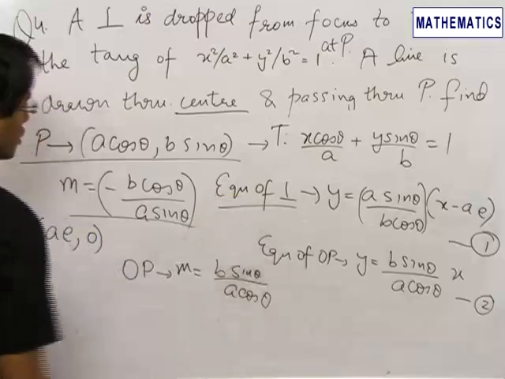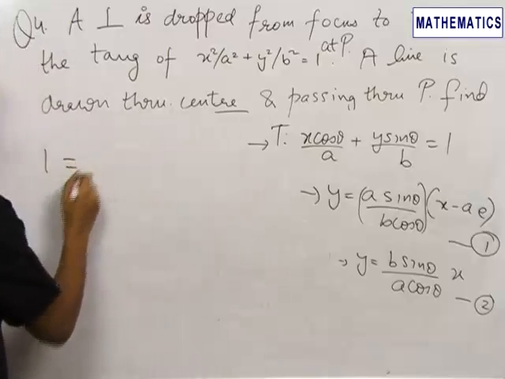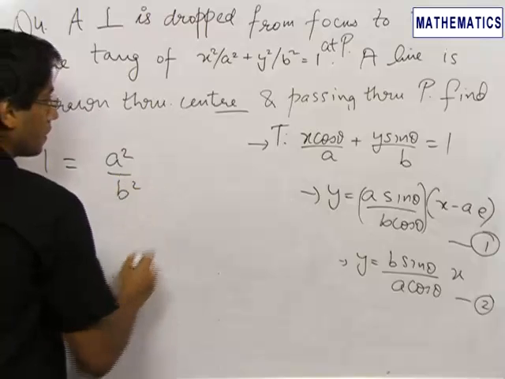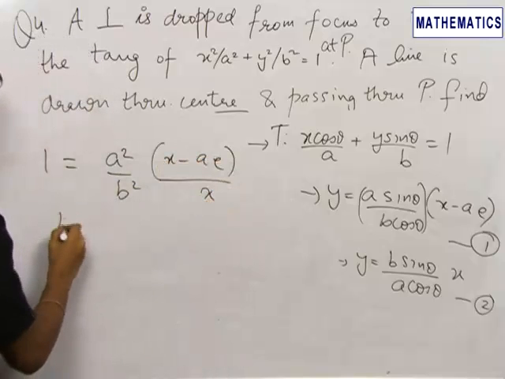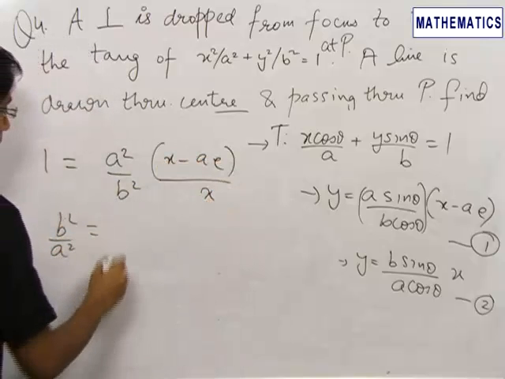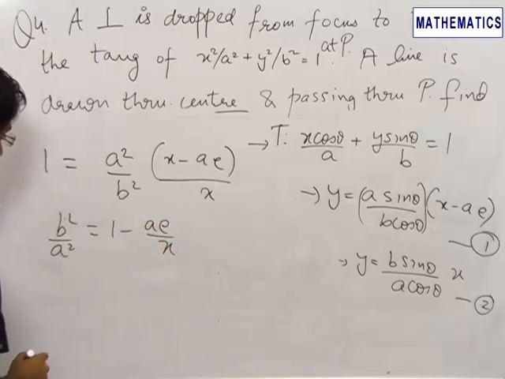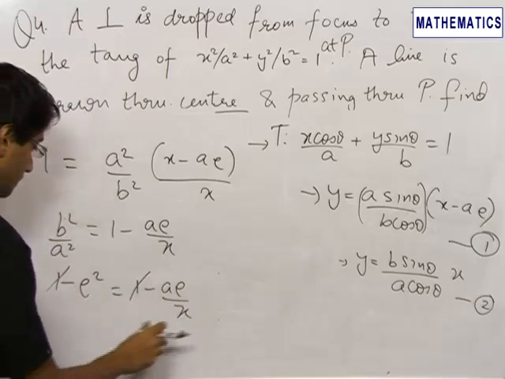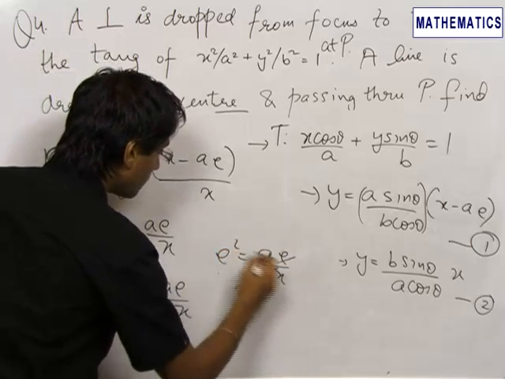Now we need to find the locus of these two lines. On dividing these two lines, what we get is 1 is equal to, this tan theta cancels, and we get A square by B square into x minus AE upon x. This becomes B square upon A square is equal to 1 minus AE by x. B square by A square is equal to 1 minus E square is equal to 1 minus AE by x. 1 and 1 cancels. We get E square is equal to AE by x, or x is equal to A by E.